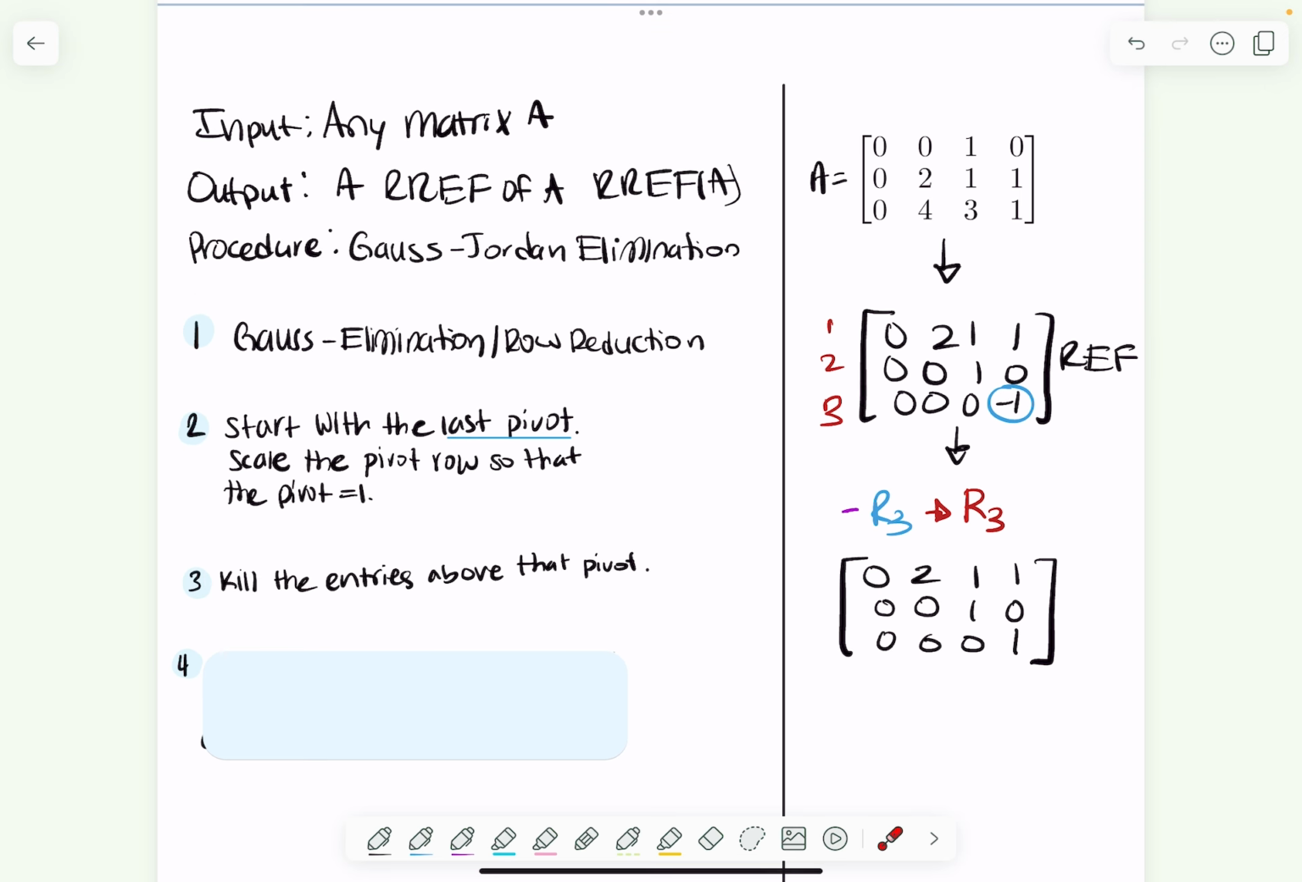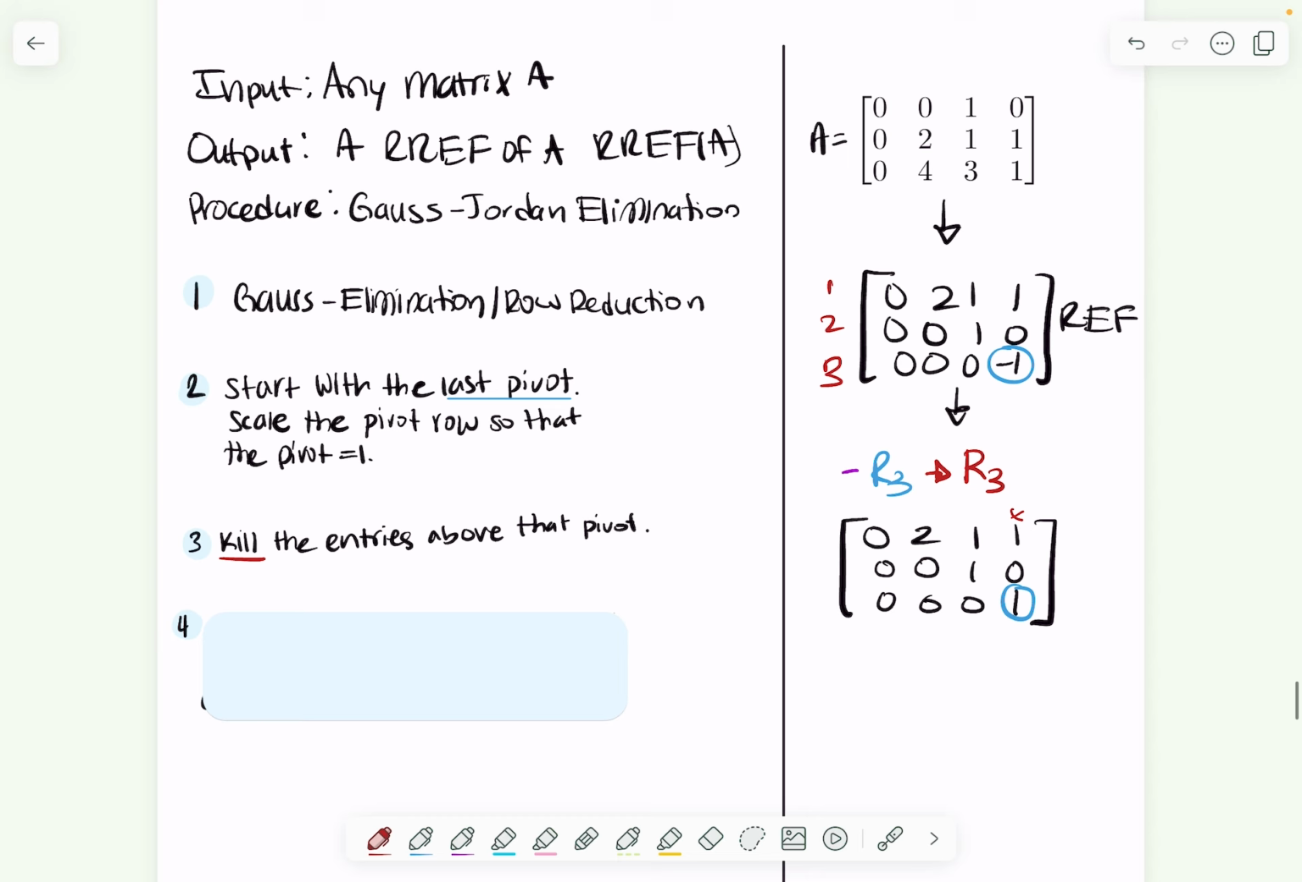We kill the entries above that pivot. In other words, make them 0. So if this is our pivot, we're going to kill all of the entries above that pivot, make them 0. This is 0, so that's good. This isn't. So we're going to kill that entry. Here's the way that I say it. I want to kill something in row 1 because this entry is in row 1. I'm going to use my pivot position that is in row 3 to do so. Then I'm just going to add, and whatever's here, I'm going to put right here.